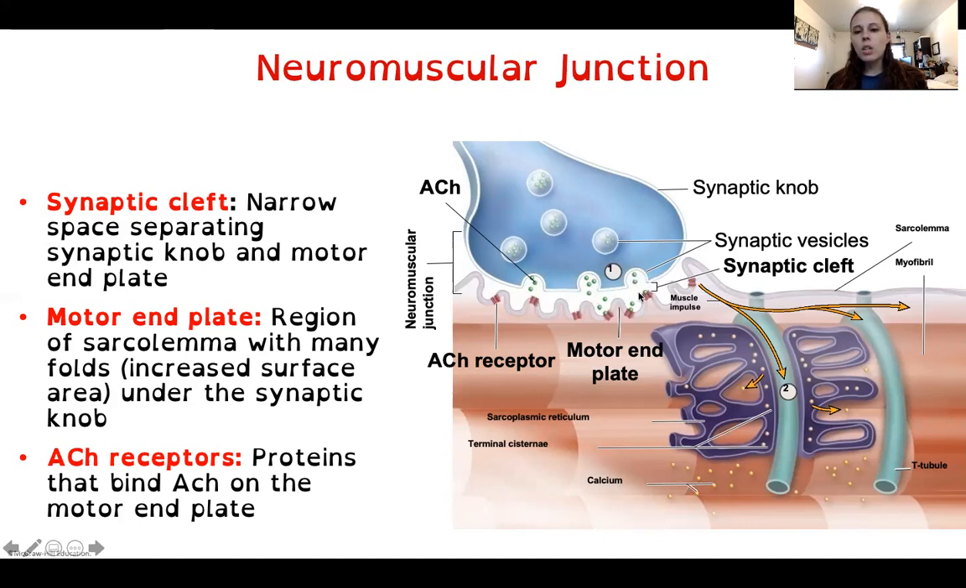Once the acetylcholine binds to the acetylcholine receptor, it leads to a change in the electrical activity of the muscle fiber, which is transported by T tubules throughout the muscle fiber, and that leads to the release of calcium from the sarcoplasmic reticulum. That calcium is going to go to the myofibril, and it's going to be really important for the contraction of those myofibrils.